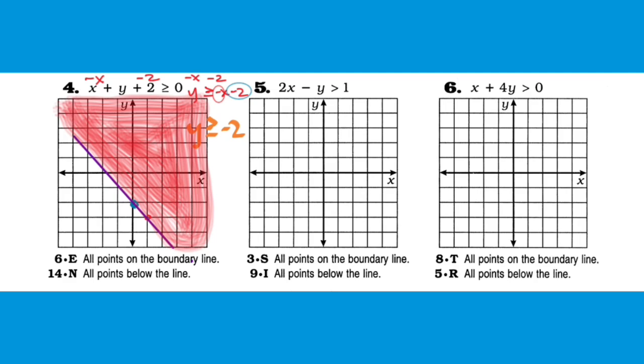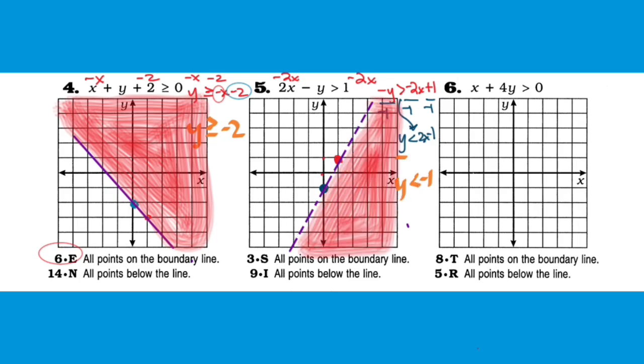Number 5, I have to isolate my variable, and I have to get rid of the negative, so I'm going to go ahead and flip that sign again. Start at -1, rising 2, running 1, and anything less than that. Right? Oh, got to dash that line. Yep.